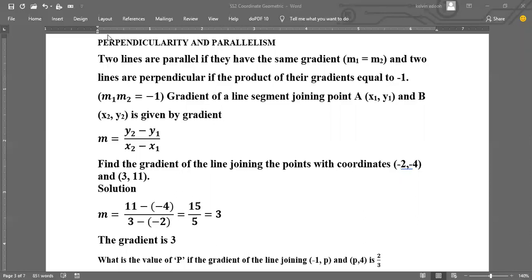So the gradient or the slope, let's say M, is equal to, look, you have point A and point B, and that's to find the gradient. The gradient will just be the change in Y over the change in X. Clear? So look at this question.